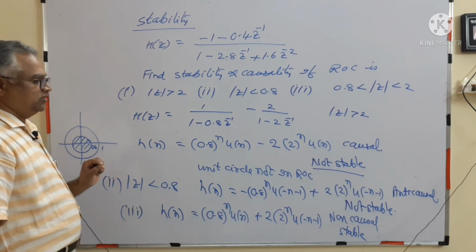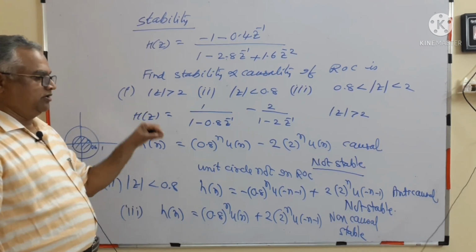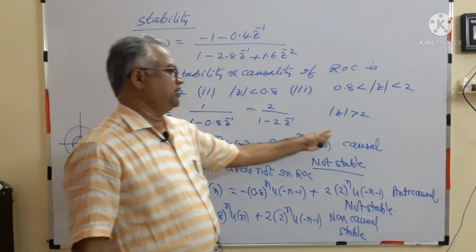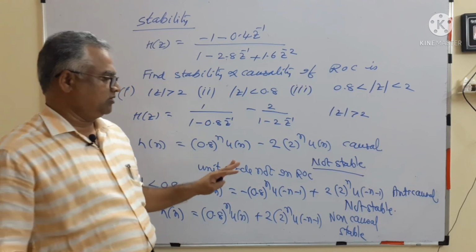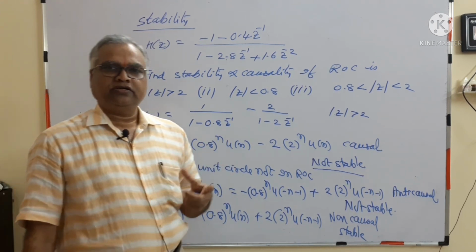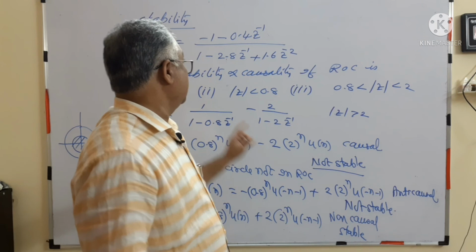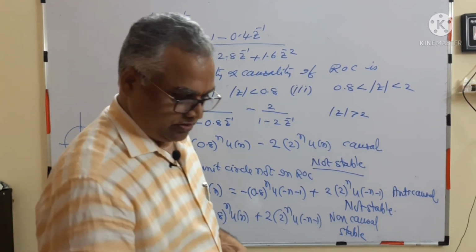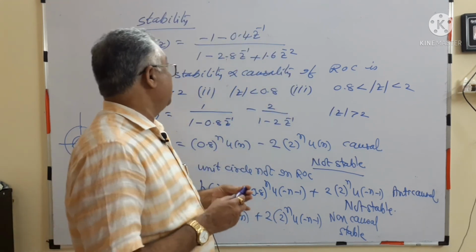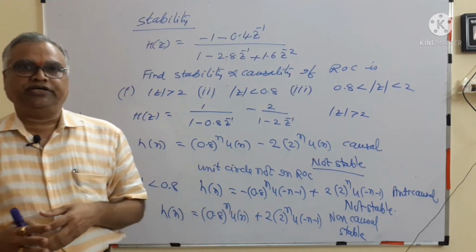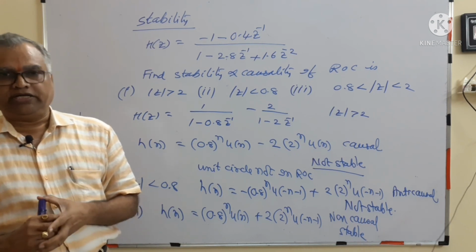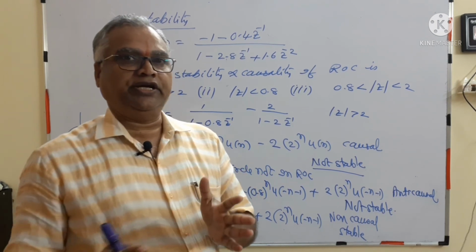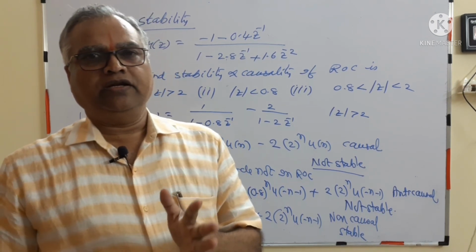Stability thumb rule is the unit circle must be in ROC. Causality thumb rule is: right side sequence causal, left side anti-causal, both sides non-causal. So like that, causality and stability you can determine easily. So with this, causality is studied, stability is studied, LTI system analyzed. These topics are over. We will continue next class, one-sided unilateral Z transform.